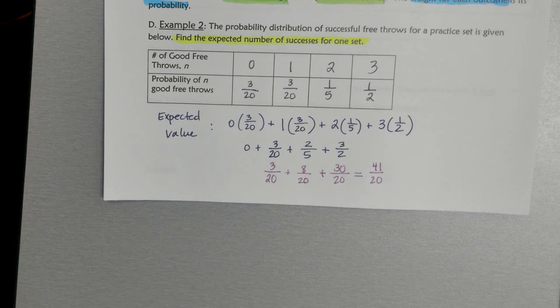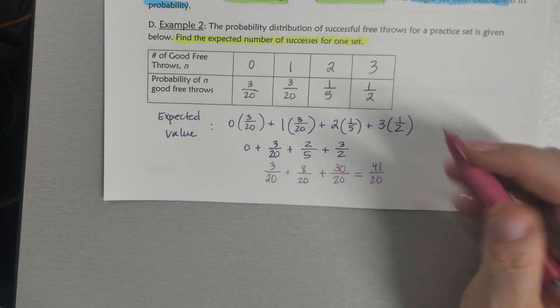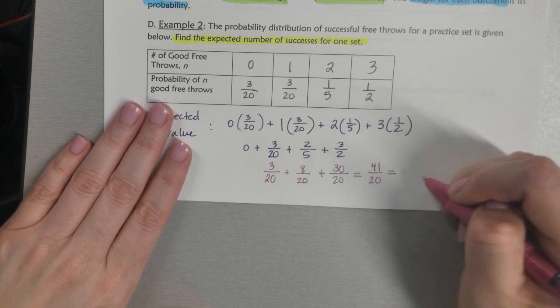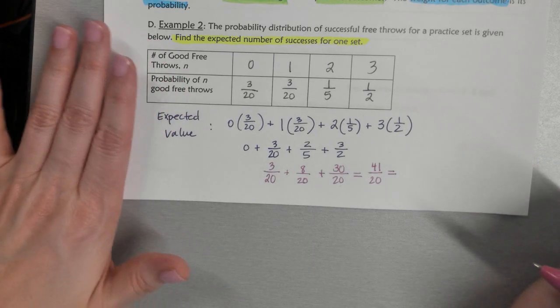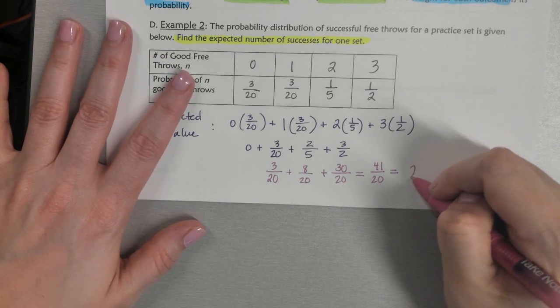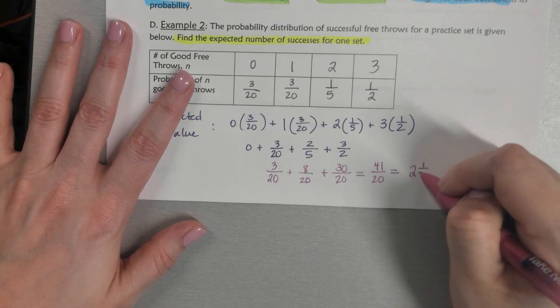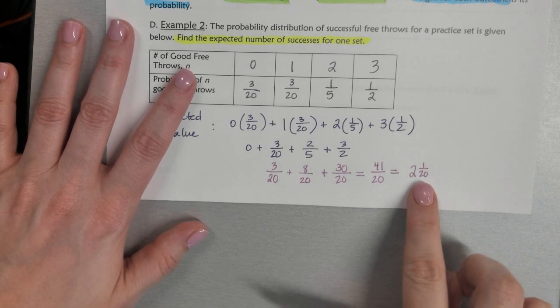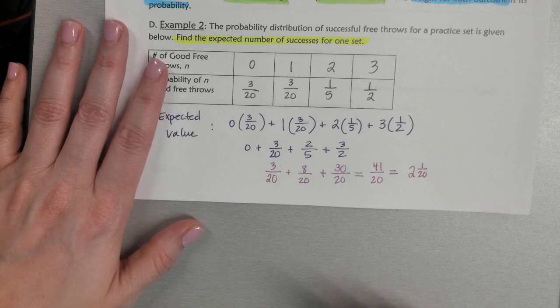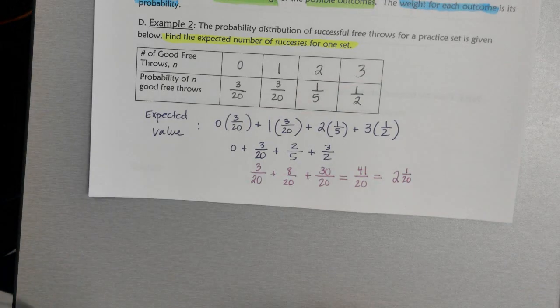Okay, now with your SAT, sometimes it's short answer, other times it's multiple choice. So let's go ahead and write this as a mixed number. So how many times does 20 go into 41? 2. How many left over? 1. Okay. Can we turn 1 over 20 into a decimal from a fraction? That it does, you're very close.